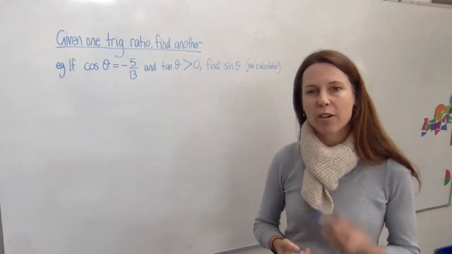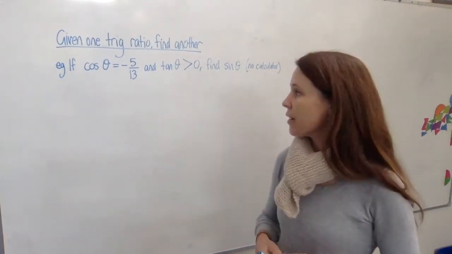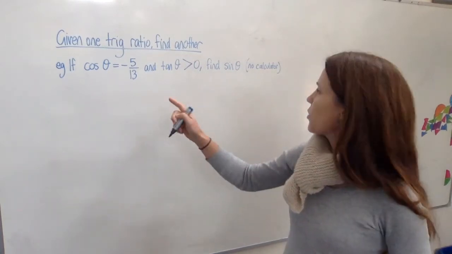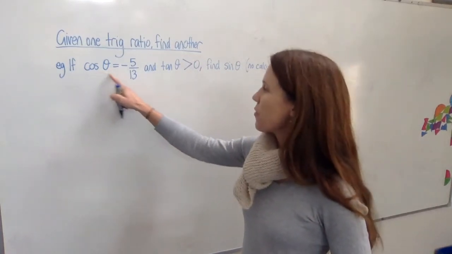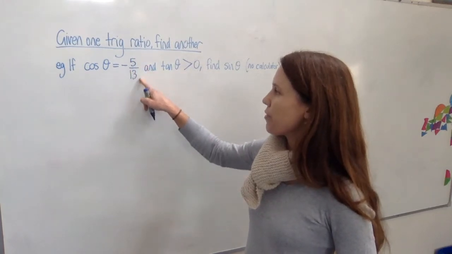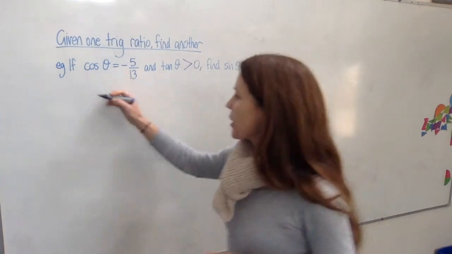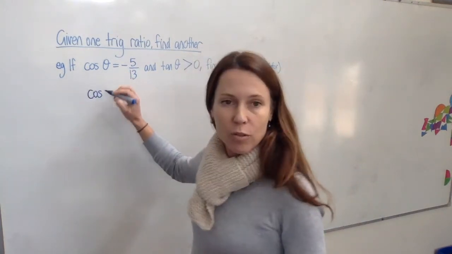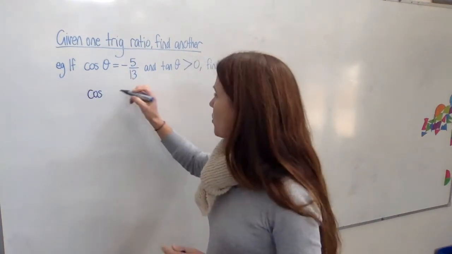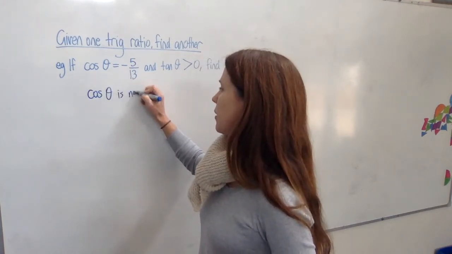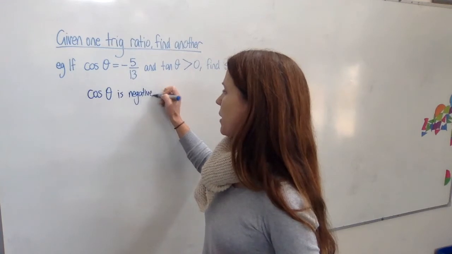When you have one trig ratio and you're trying to find another, you need to start by just looking for clues. You'll get plenty. The first clue we've got in this question is cos of theta equals negative 5/13. This negative is my first clue, so straight away I'm thinking cos. When you get your clues, write down what you're thinking, okay? It helps a lot. Cos theta is negative. I've noticed that, so I'm writing it down.